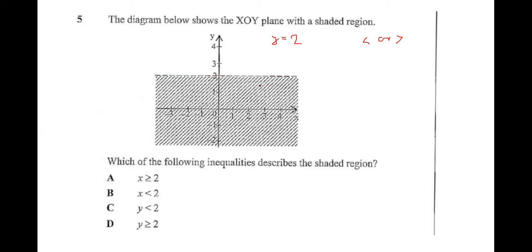Now, which symbol do we put? Usually when you are shading, we shade the region that you don't want. Since the region that has been shaded is the one at the bottom here, which is less than 2, we are going to say the region here will be greater than. So this is y is greater than 2. That is the answer, y is greater than 2, the one that is at the top.